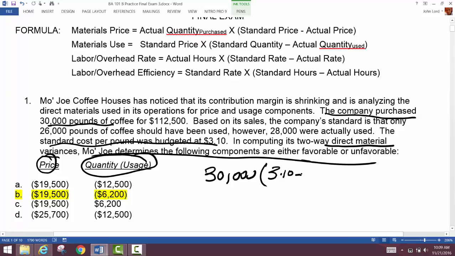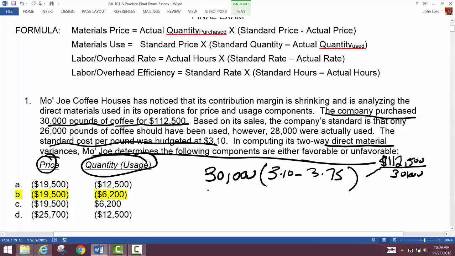But usually in these problems they're going to make me work a little bit to get the actual price. They tell me they purchased 30,000 pounds of coffee for $112,500. So I should be able to take that 112,500 and divide it by the 30,000 pounds of coffee, and that's going to give me an actual price of what? Come on, guys, don't leave me hanging up here having to do everything by myself. What is it, 3.75? Okay, so it's 3.75 per unit.